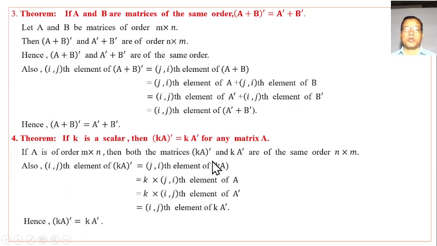Hence, these two matrices are of the same order and have corresponding elements equal, and (K A) transpose is equal to K A transpose. Hence, proof.